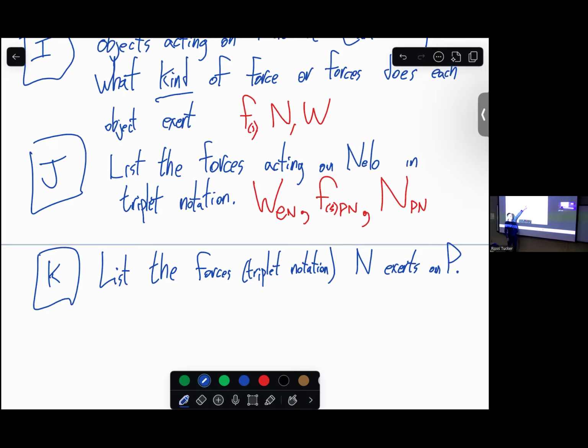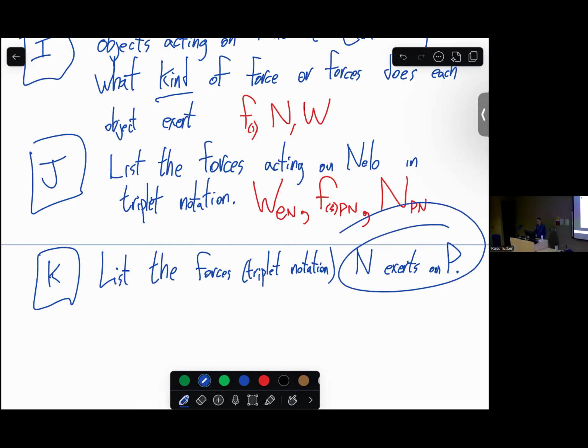Weight force of Earth on Nalo, the third law pair of that is Nalo on what? On Earth, not on me. He is acting on the Earth, but that's not what I asked about. I asked for forces that he exerted on me. So the correct answer here is the static friction, if you wish, and normal force of Nalo on professor.